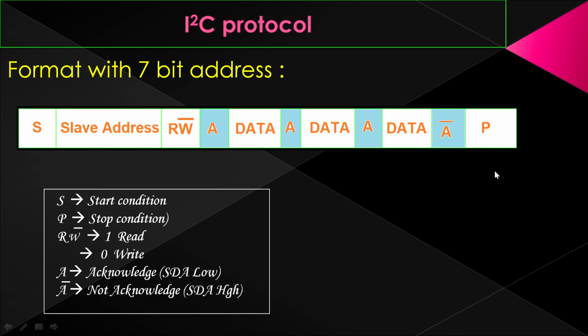And this is the stop condition. What is stop condition? When the SCL is high, pulling the SDA from low to high indicates stop condition. Done.